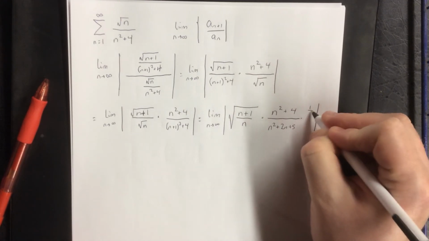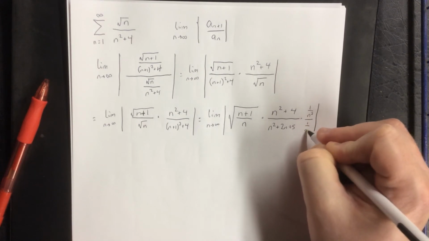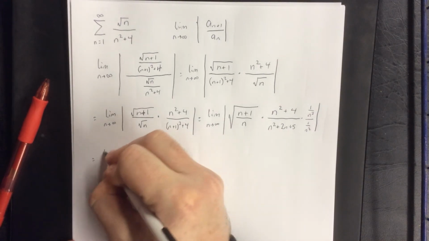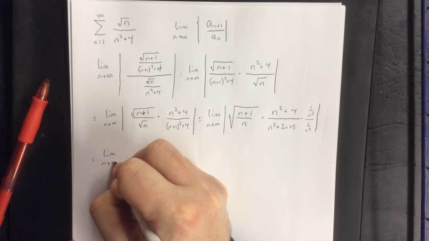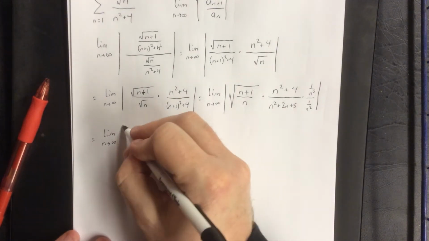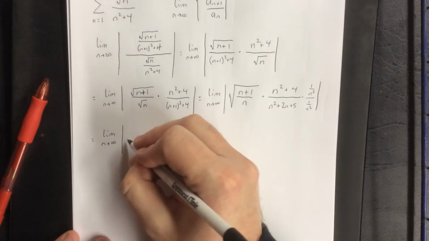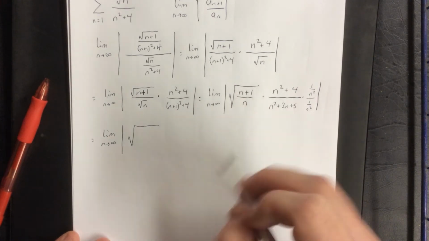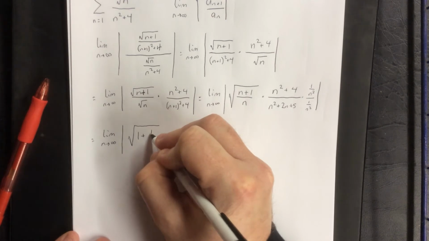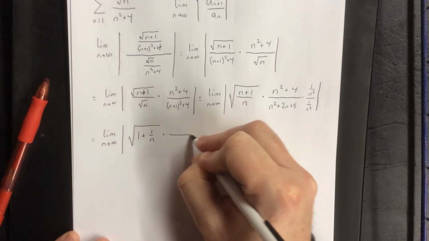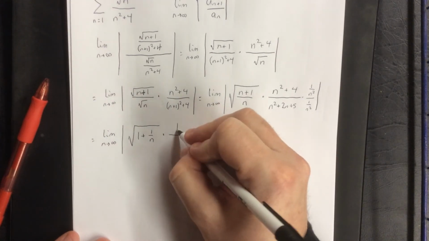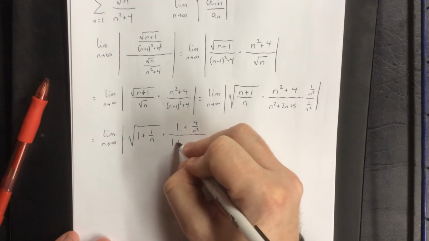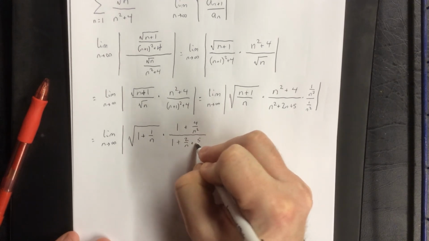The reason I wanted to expand this is so that we can avoid having to use L'Hopital's rule by dividing the top and bottom by n squared. So limit as n goes to infinity of, similar algebraic manipulations to what we've seen on the previous problems. We'll distribute this n from the denominator to the two terms in the numerator, n over n plus 1 over n, times, and for this, we'll get 1 plus 4 over n squared. And in the denominator, this will be 1 plus 2 over n plus 5 over n squared.